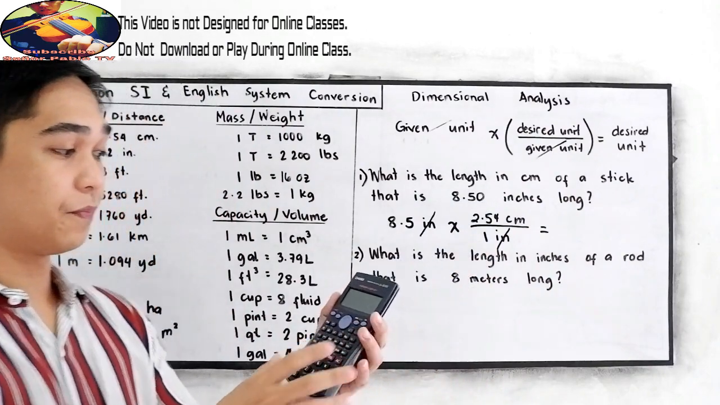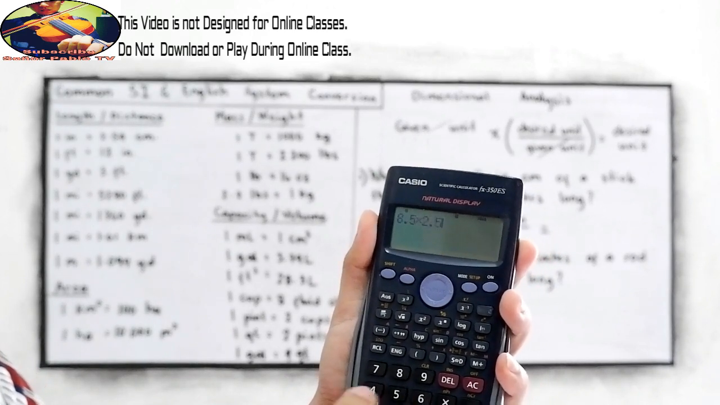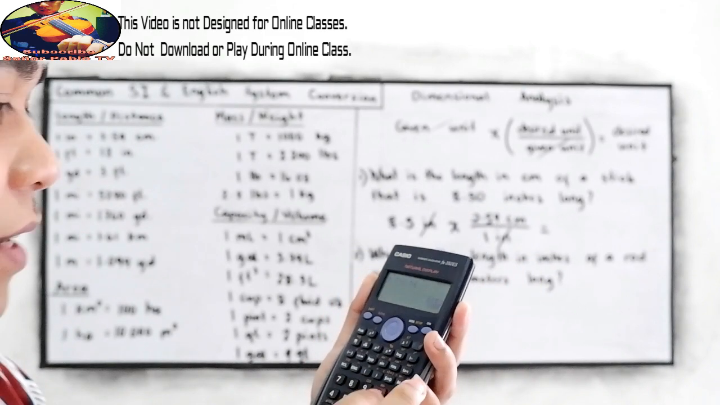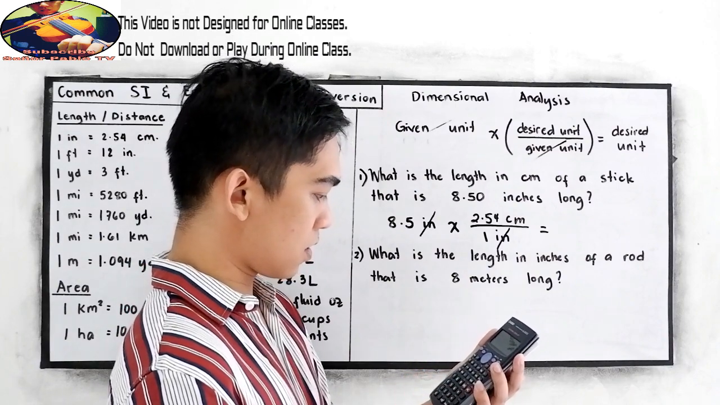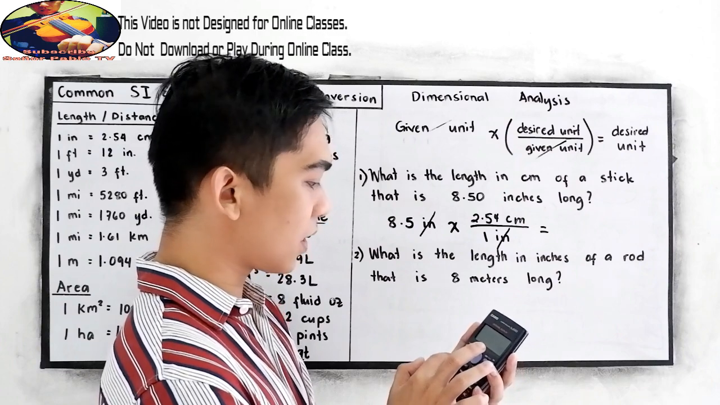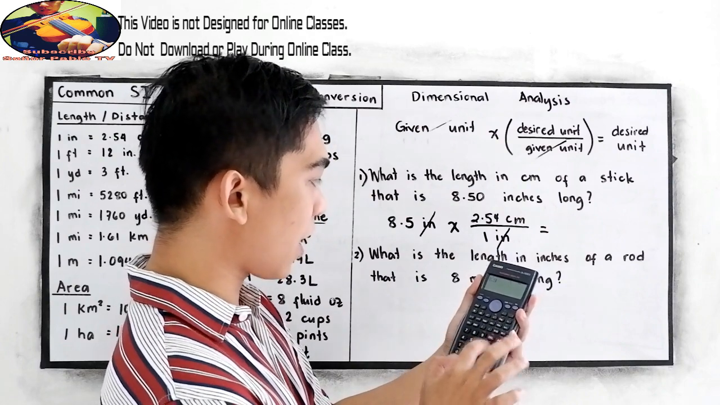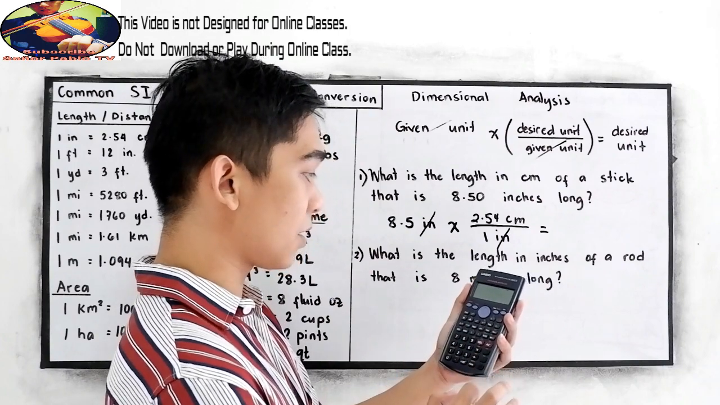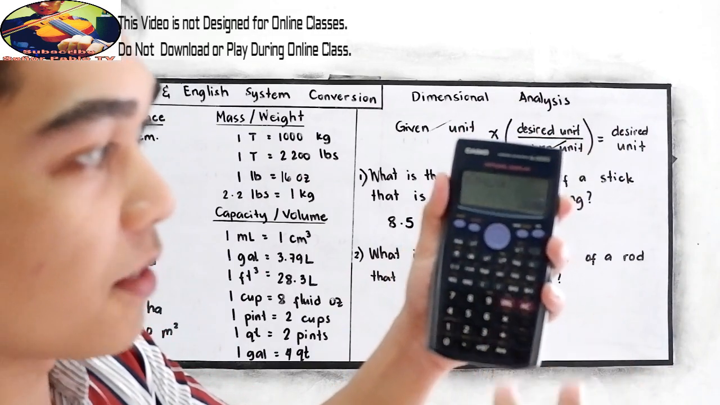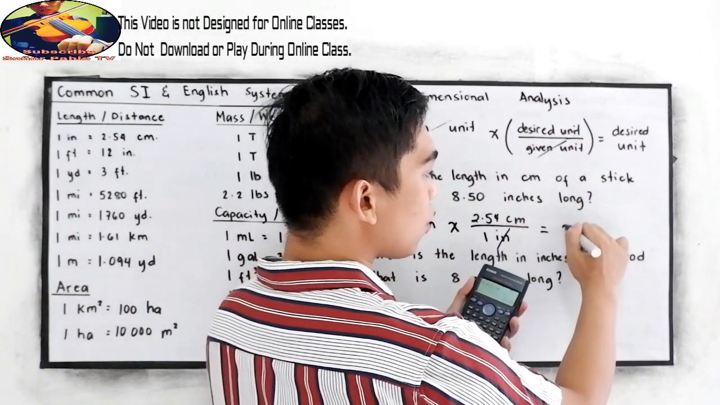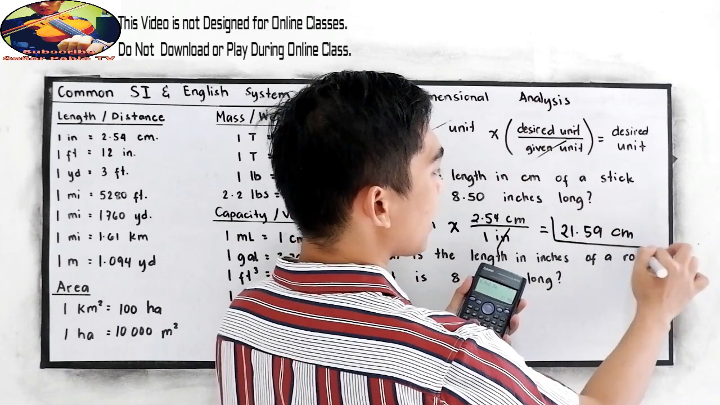So we can use our calculator. 8.5 times 2.54 will give us the answer. It should be in decimal. If you want to convert to decimal, just press the S-D button. It will give you the decimal equivalent, that is 21.59. This is our unit, cm.